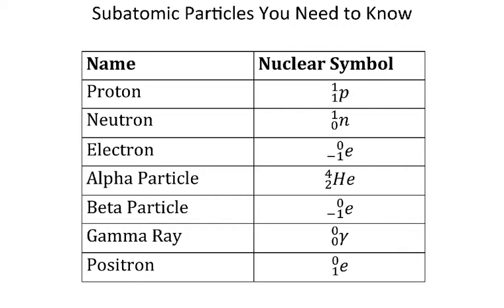All right, so we went through the subatomic particles that you need to know in class, but I've put this table here again. If you want, you can pause it and write these down or refer back to your notes. What I would recommend is maybe making flashcards because you'll want to be able to write these nuclear symbols from the names or know the names based on the nuclear symbols fairly readily.